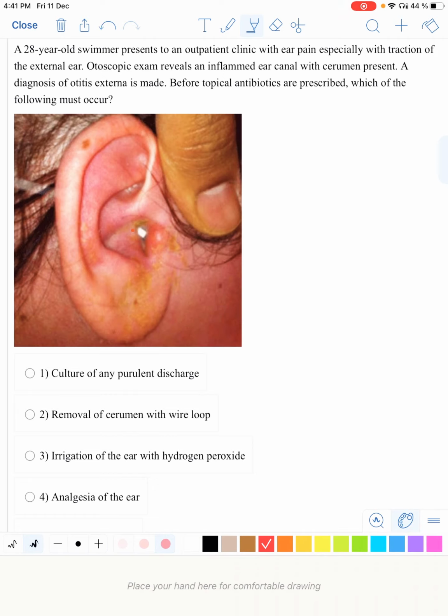A 28-year-old swimmer presents to the outpatient clinic with ear pain, especially with traction of the external ear. Otoscopic exam revealed an inflamed ear canal with cerumen present. A diagnosis of otitis externa is made. Before topical antibiotics are prescribed, which of the following must occur? So it is a case of otitis externa. Why did they mention the swimmer? Because it is also called swimmer's ear.